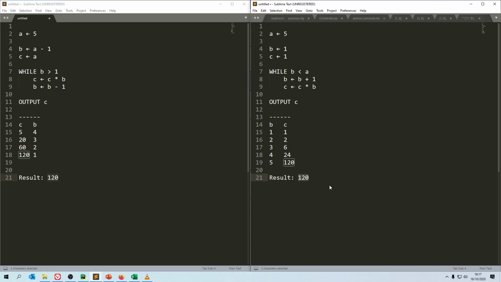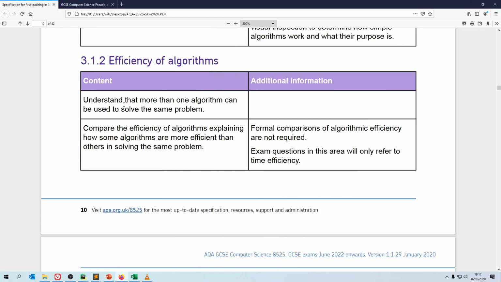Multiple algorithms can produce the same result. It's what we would technically call a many-to-one mapping, not a one-to-one mapping. Many different algorithms can produce the same result, and so there is more than one algorithm that can be used to solve the same problem.